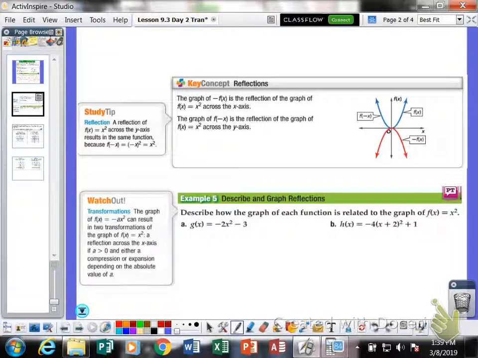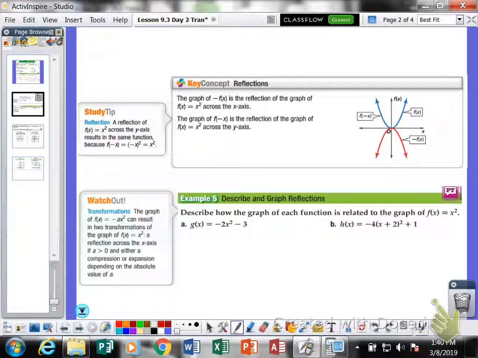If we have the graph of f of negative x, so that negative is in there, it is the reflection of the graph f of x across the y-axis, and basically it's just the original parent function and then reflected. So study tip: a reflection of f of x equals x squared across the y-axis basically results in the same function, because f of negative x would equal negative x squared, and when you take a negative times a negative, you're going to get that positive back. So that's why it results in the same function.